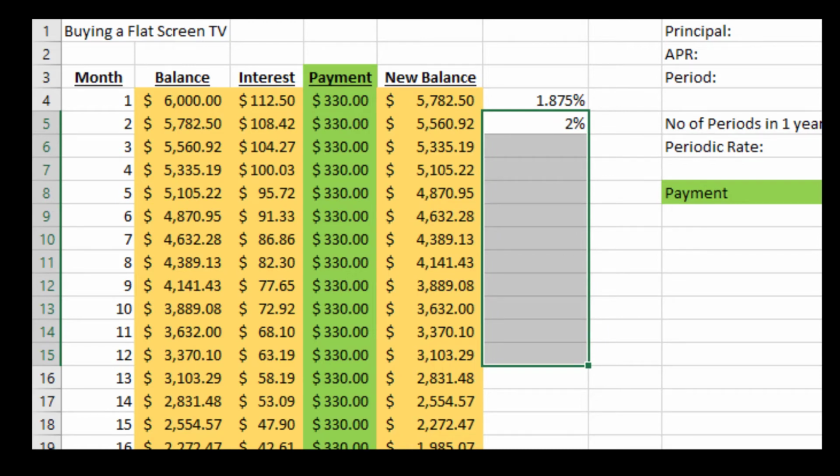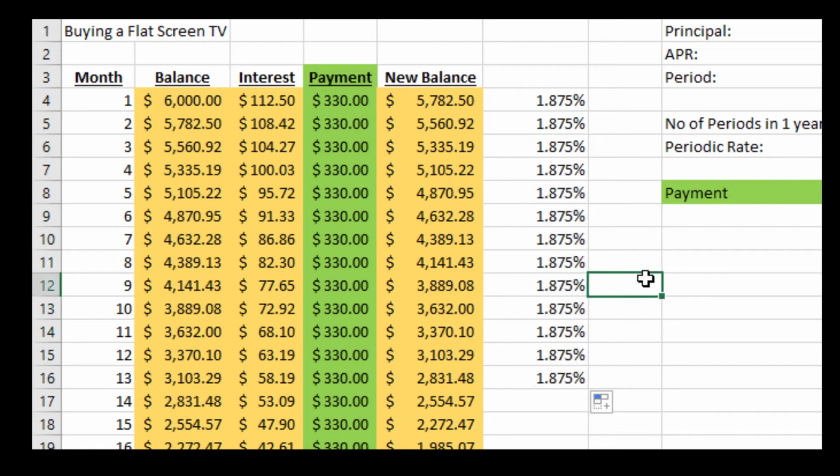And what I'm going to do here is do more of them, right? I can pull that down now. What do you think all those are going to be? Well, it's going to be the same thing. The periodic rate is the same for every month. It doesn't matter if I divide this or if I divide this.